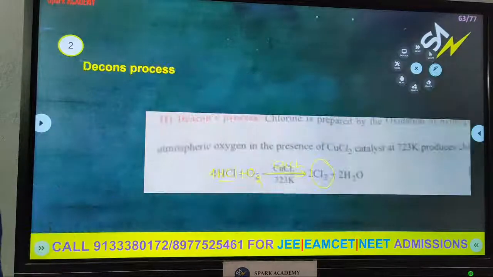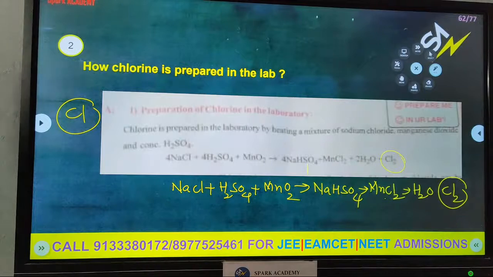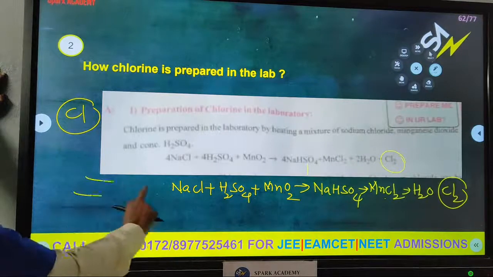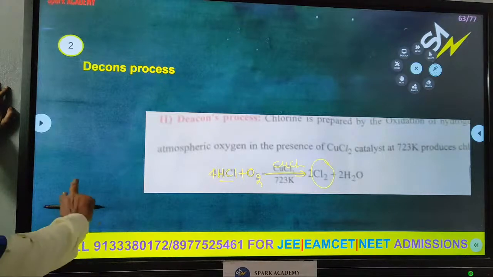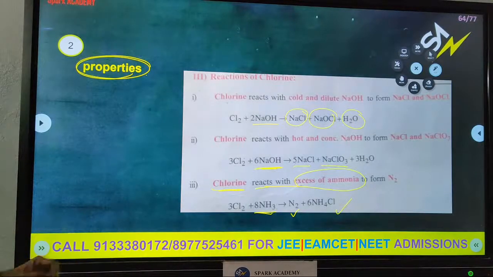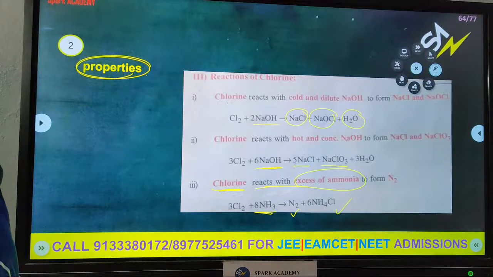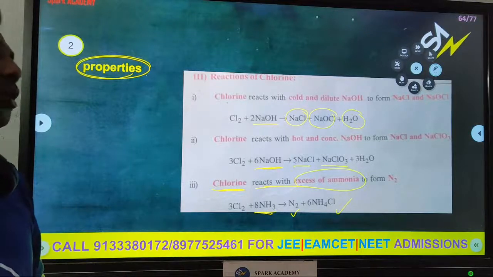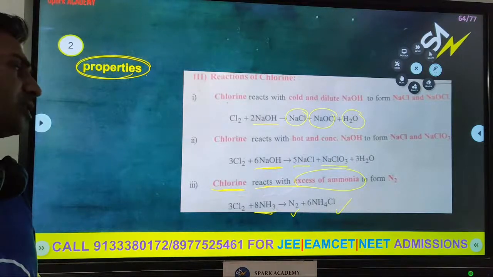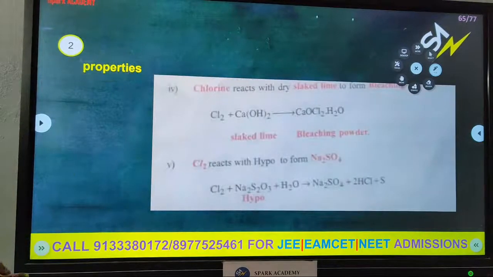Preparation of the chlorine is for 8 marks. First we write the first simple preparation. Next, Deacon's process. After 2 preparations of the chlorine, the 3 properties. Property number 1 with dilute sodium hydroxide. Property number 2 with concentrated sodium hydroxide. Property number 3 with excess ammonia. So these are the 3 properties.